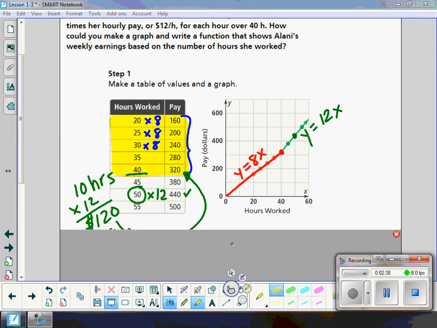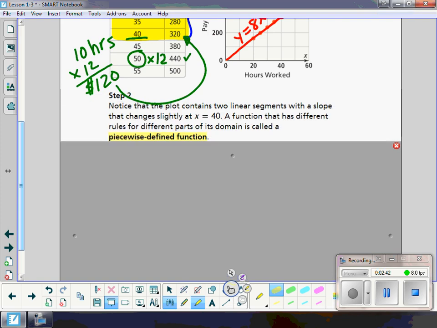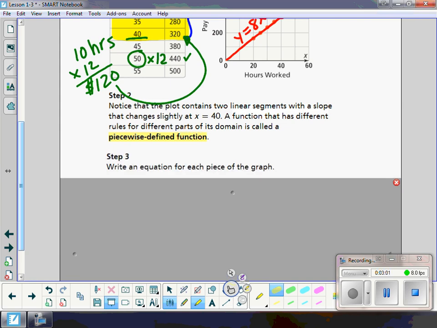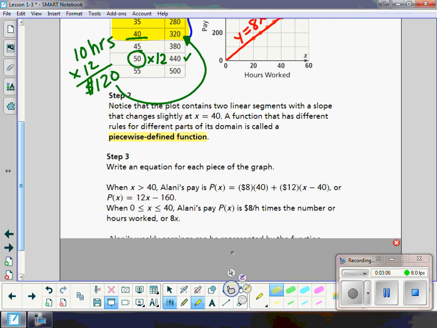Next, we want to think about what this might look like as an equation. So we're going to scroll down a little bit here, talk about how this is going to show us a piecewise function. The plot contains two linear segments with a slope that changes when x is 40. A function that has different rules for different parts of its domain is called a piecewise function. So we're going to write an equation for each piece of the graph, and here's how they come up with it.